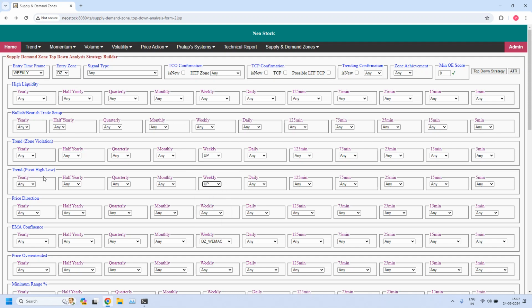Generally, the pivot high or low is a little slower compared to zone violation. Because with zone violation, first the zone will be violated, but at that time the pivot may still be a little lower. So it slowly identifies whether the trend is violated or not. That is the reason why, for confirmation, we don't want any differences. Both should support uptrend. Now let us filter.